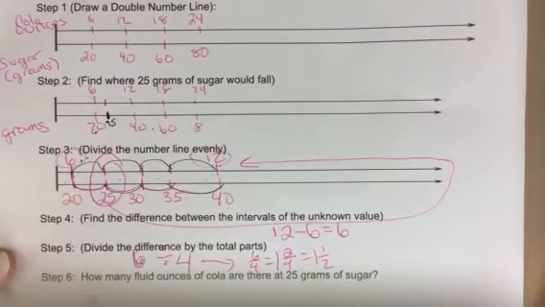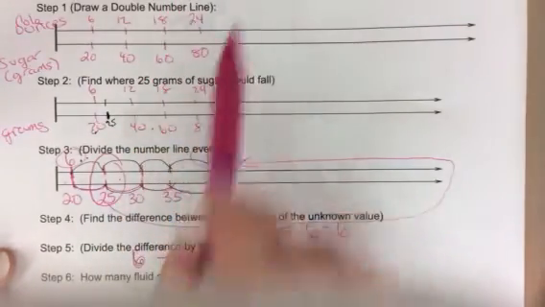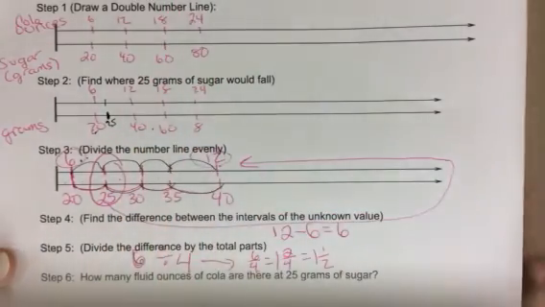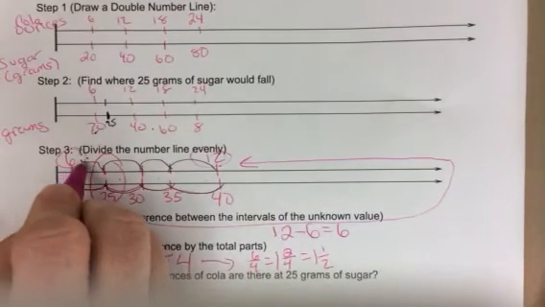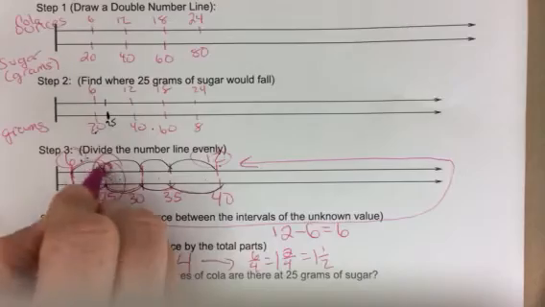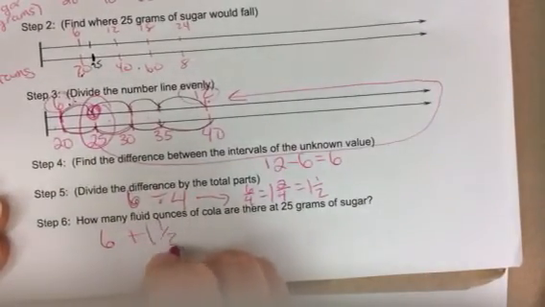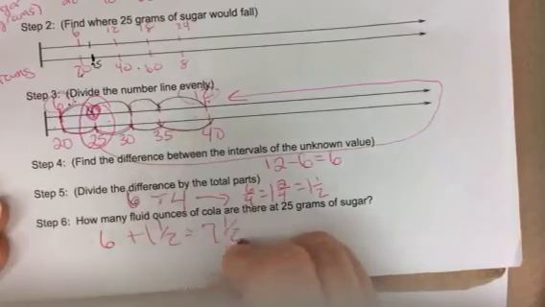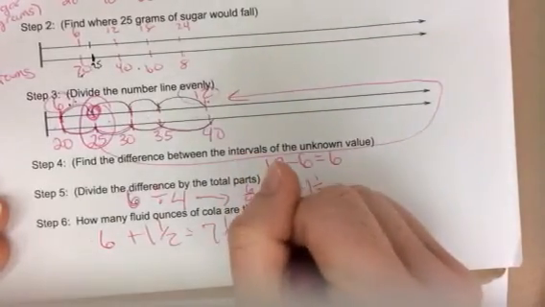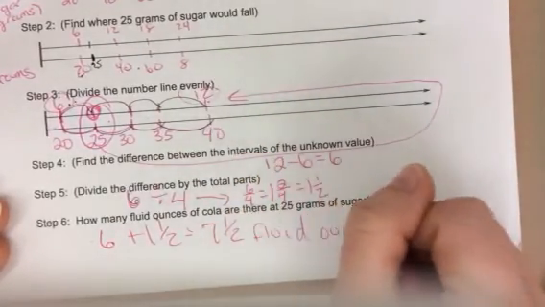So now we're going to answer the question. The question was, how many fluid ounces of cola are at 25 grams of sugar? And obviously it says, what is the largest size cola? But that's generally what they're asking. So now we have to add 1.5 to 6 to figure out what this value is. So we're going to do 6 plus 1.5, and we get 7.5 fluid ounces of cola.